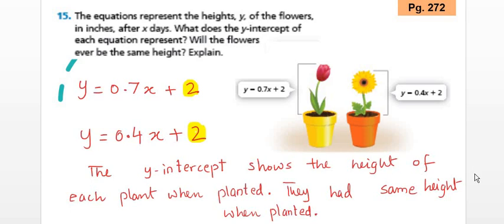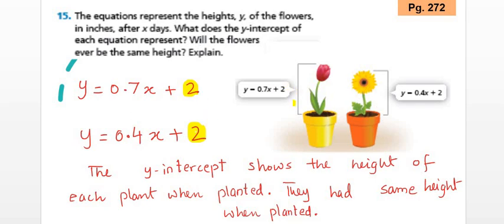So here are the answers for both the equations. If you look at the equations, they have different slopes. That means they have a unique solution. The question was, what does the y-intercept show? The y-intercept shows, for both the plants, the height of each plant when they were planted, like what was the height of these plants in the beginning.